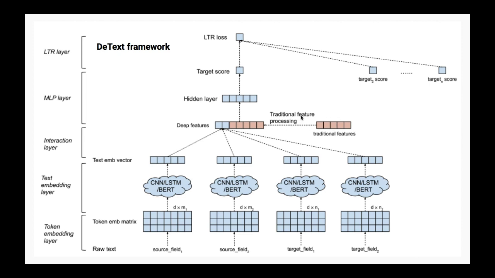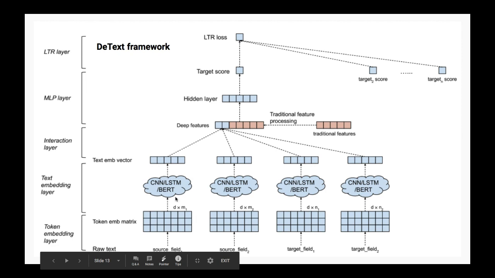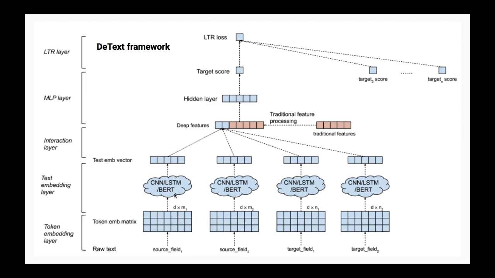But don't get confused. The interaction layer here doesn't mean it is interaction based. It's still presentation based ranking, because when you calculate the document embeddings, you don't know the query, right? So you pre-calculate them. And after that, you have one multi-layer perceptron. Basically, you combine the deep features calculated from text embeddings by the BERT model or some other deep learning models with the traditional features. Then you feed them into the multi-layer perceptron. They calculate the score. And the last layer is the learning to rank layer.